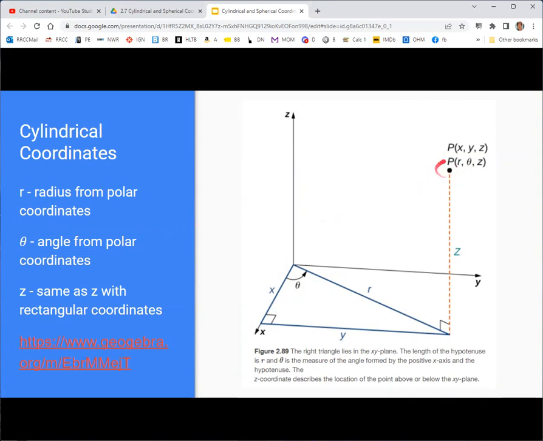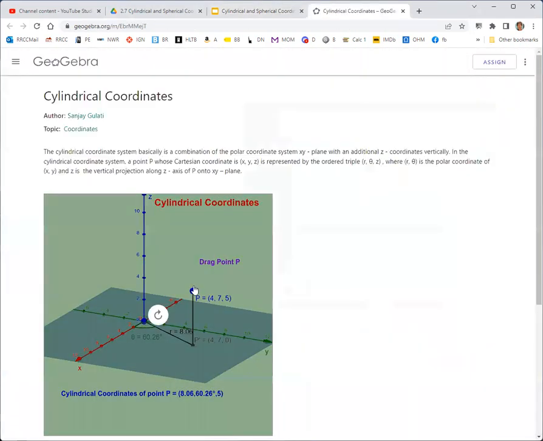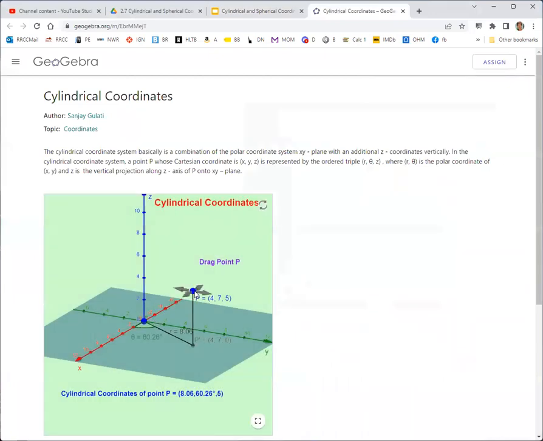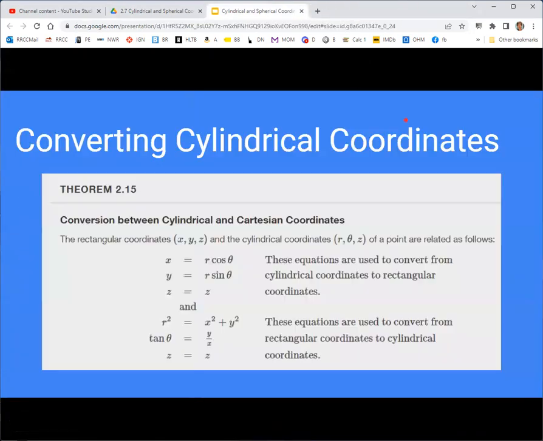We see a general point here in three-dimensional space, of course, given by x, y, and z, but you can also get to it using r and theta, and that'll get to that spot in the xy plane, and then you go up with z in the same way. And there's a little link here to go to a GeoGebra interactive to play around with the cylindrical coordinates. You can drag this point around and see how the coordinates change in cylindrical coordinates. So feel free to interact with that.